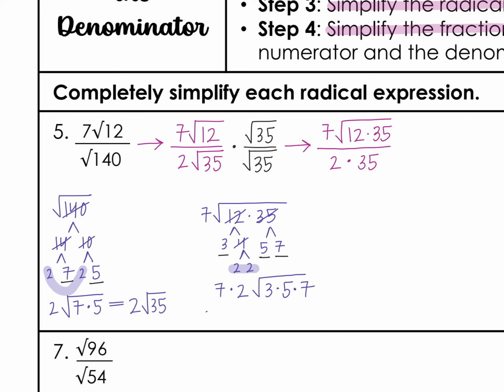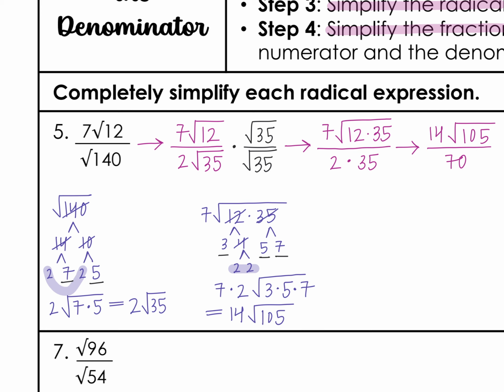Okay, so 7 times 2 will give me 14. And then we'll have that square root of, so 3 times 5 gives me 15. Times that 7 will give me 105. All right, so now going back up to the top, I'm going to rewrite it as that 14 square root 105 over, and then that 2 times 35 will give me 70.